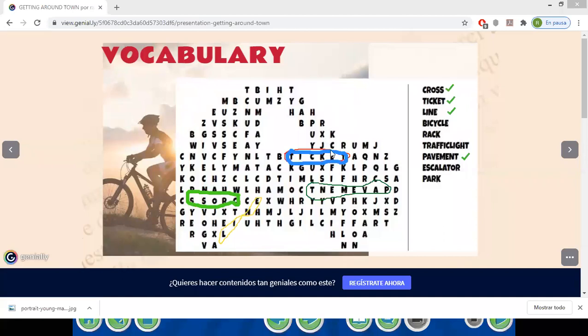Profesor, yo encontré uno, pero no lo puedo marcar. Flavia, yes, yes. You have, tienes que ir arriba, en la parte superior. Pon tu mouse, tu cursor arriba, y busca más opciones. La opción es anotar.